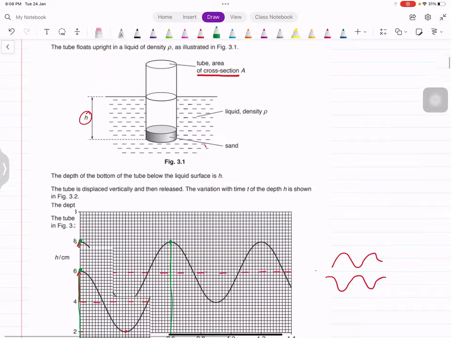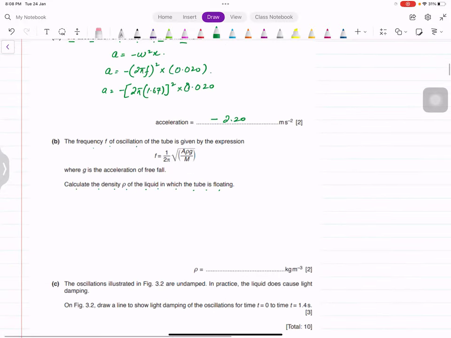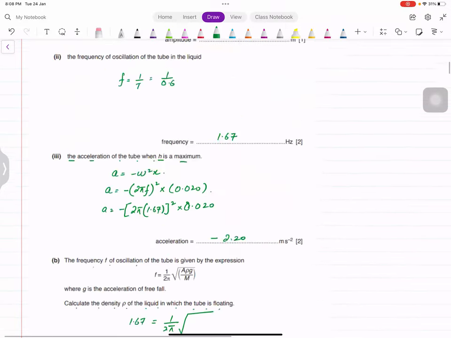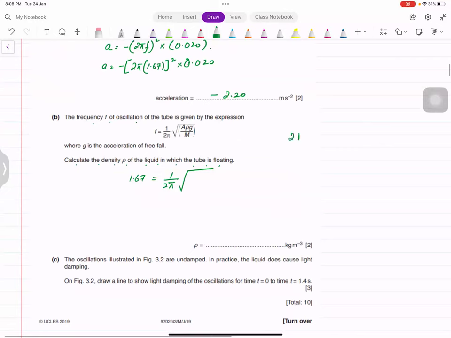All right, so what you're going to do is, the frequency is 1.67 according to Gatika. So if there's something wrong, blame her. And 1 upon 2 pi and then under root. And then A was, what was A? 24. So 24 centimeter cube.